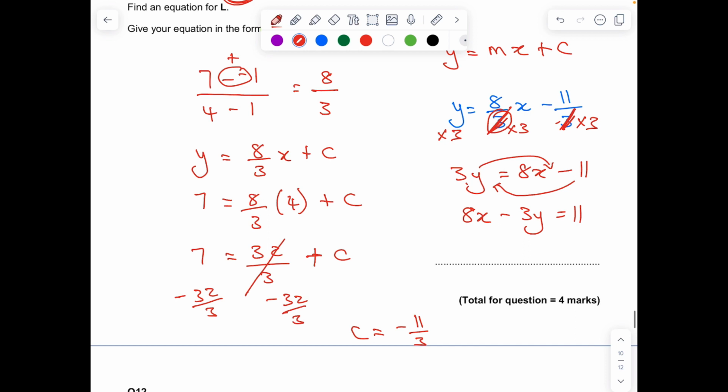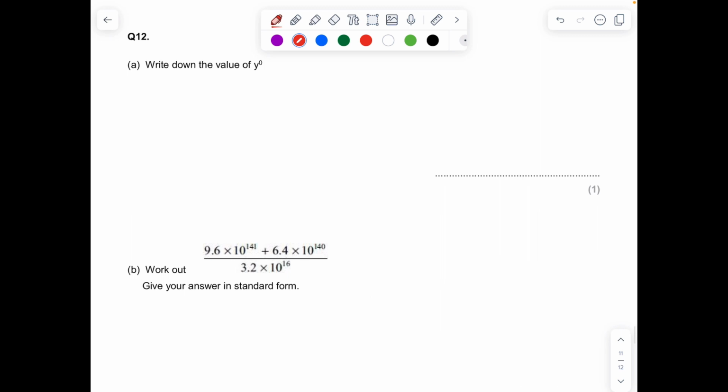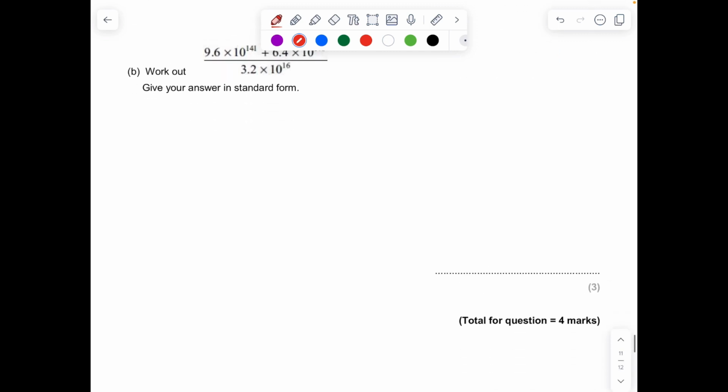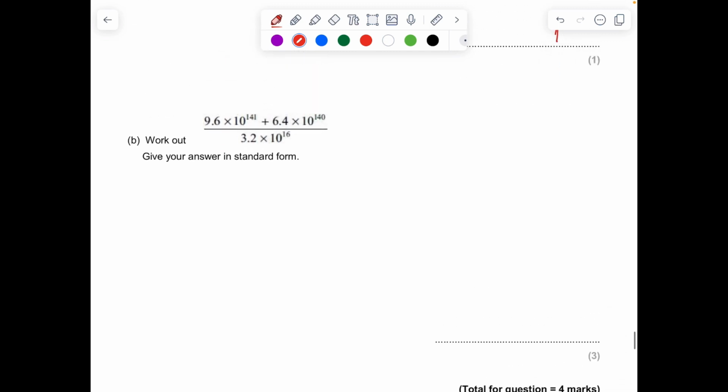I think that was probably the hardest question on there, but luckily there were lots of chances for you to get marks. Okay, y to the power 0. Remember, I told you anything to the power 0 is always 1, so that was nice and easy. Then we had to work out this and give our answer in standard form.